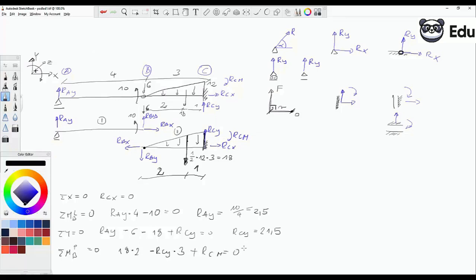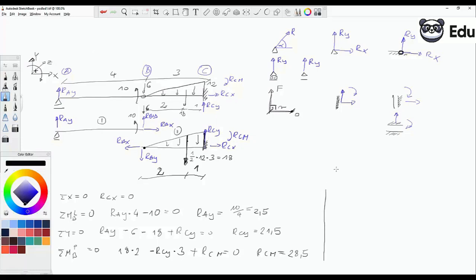Did I forget anything? I don't think so. So from this, RCm equals 18 times 2. Subtract 21.5 times 3, resulting in minus 28.5. But I move it to the right, so I have 28.5. And that effectively completes the task. But it's always worth checking. Let's perform a check.